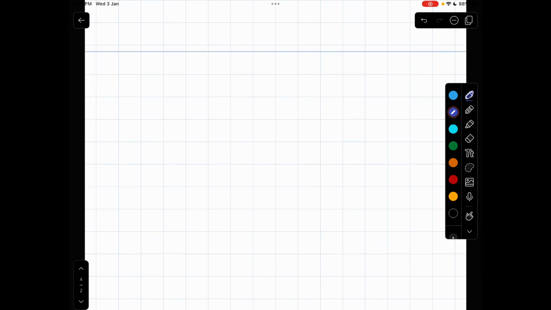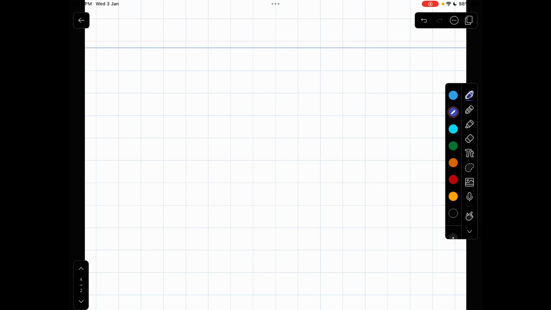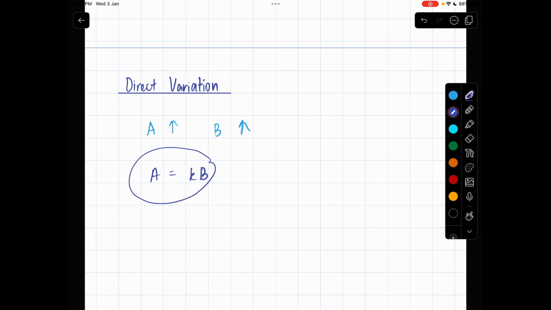So let's take a look at the first type of variation that we have, which is direct variation. Direct variation is what we have been discussing since the beginning. When a increases, b also increases. So this is the fundamental concept of direct variation. If you were to write this in equation form, it's A equals to KB. This form is important to do calculations. That's why we learn this equation form, because most of the questions will be using this particular form of variation.